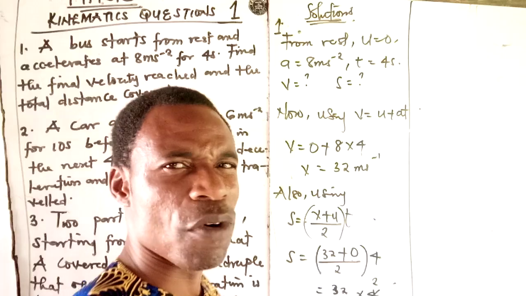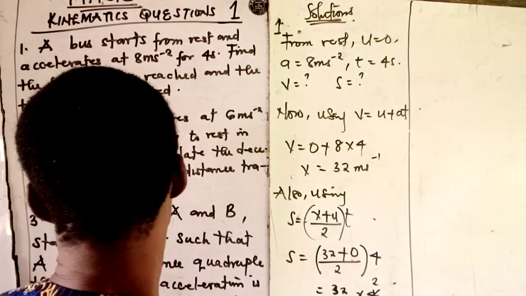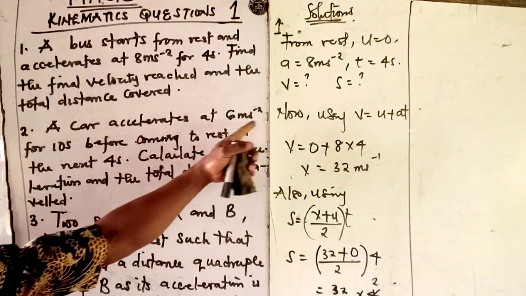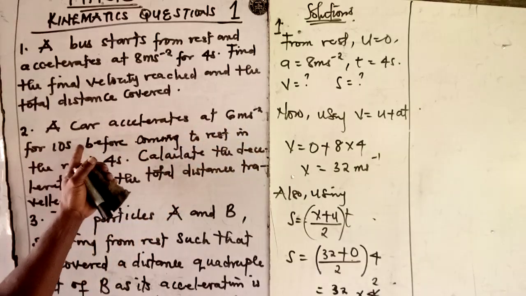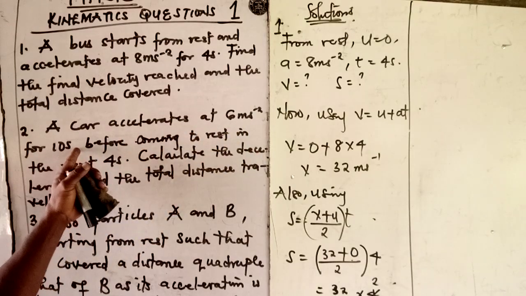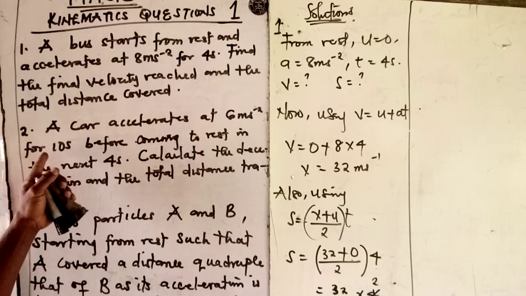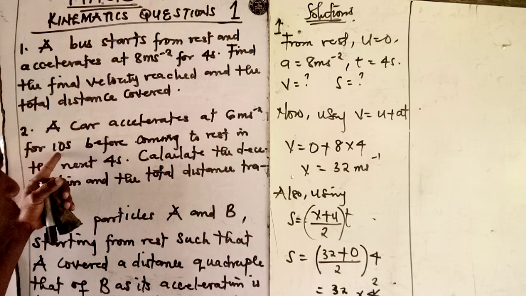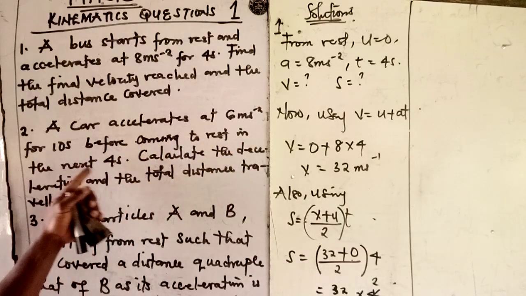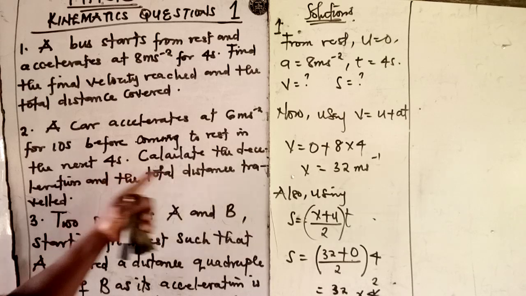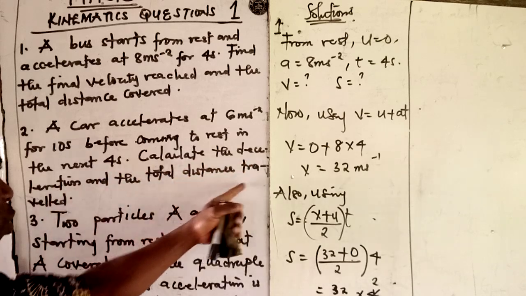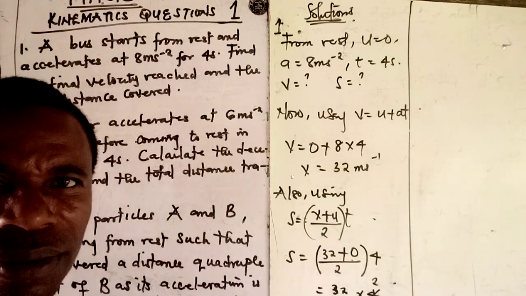Now, we are moving to question 2. A car accelerates at 6 meters per second squared for 10 seconds before coming to rest in the next 4 seconds. Calculate the deceleration and the total distance covered.